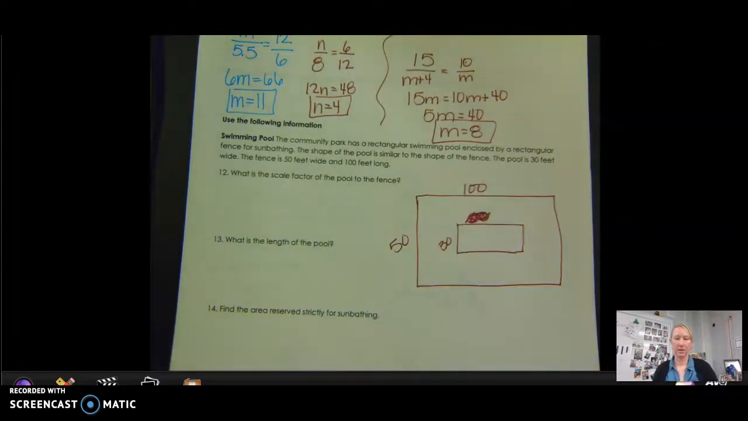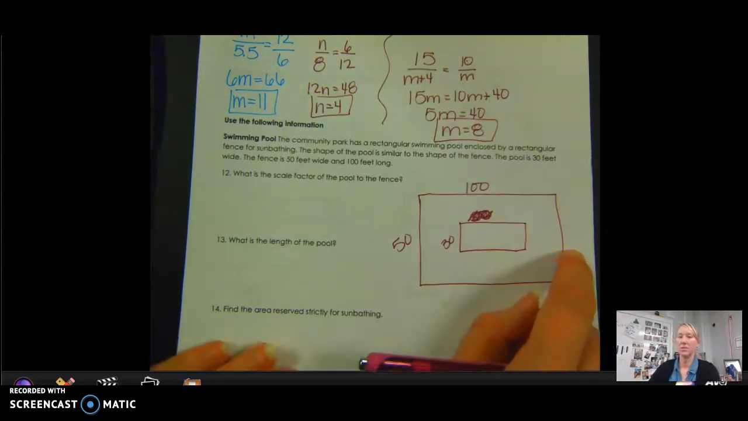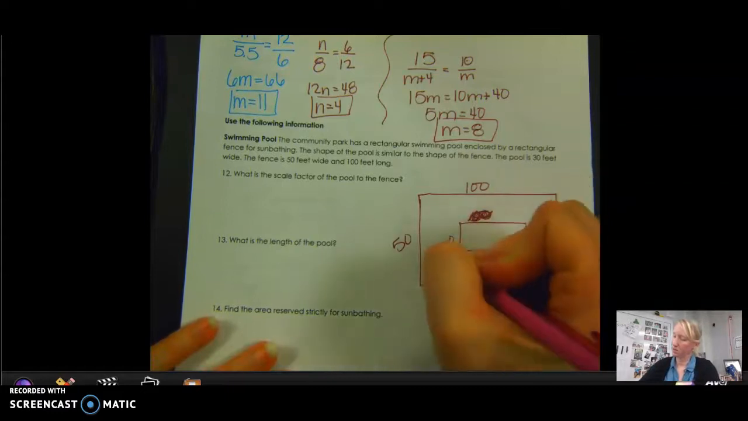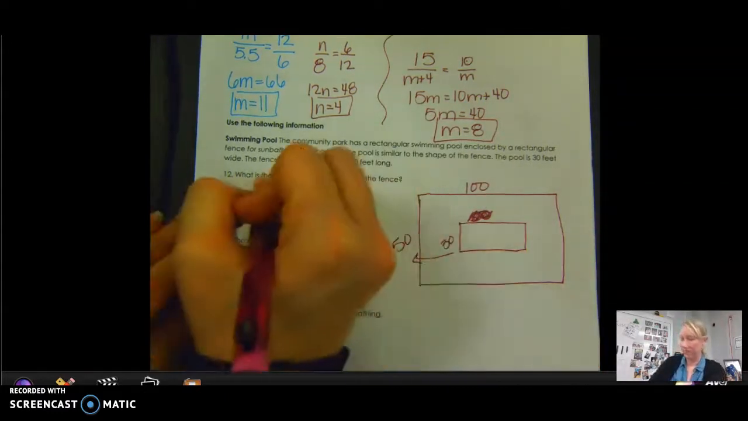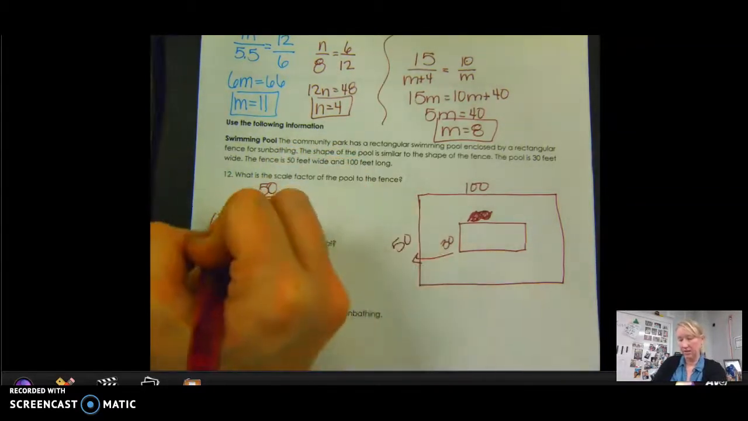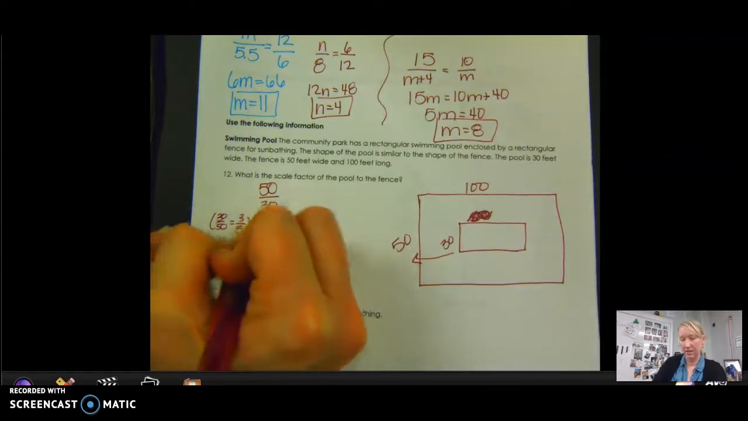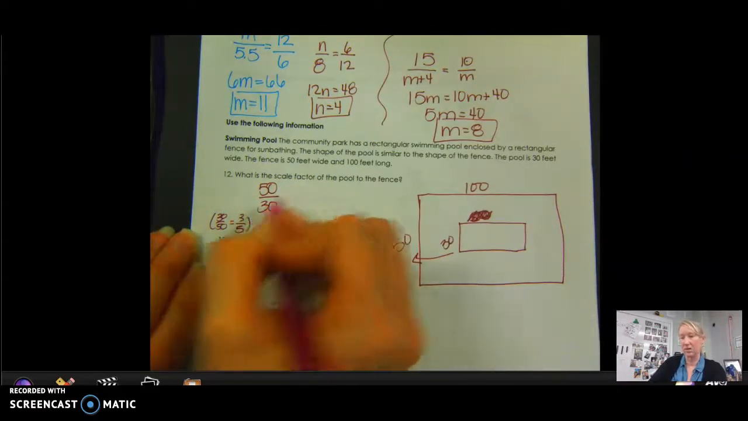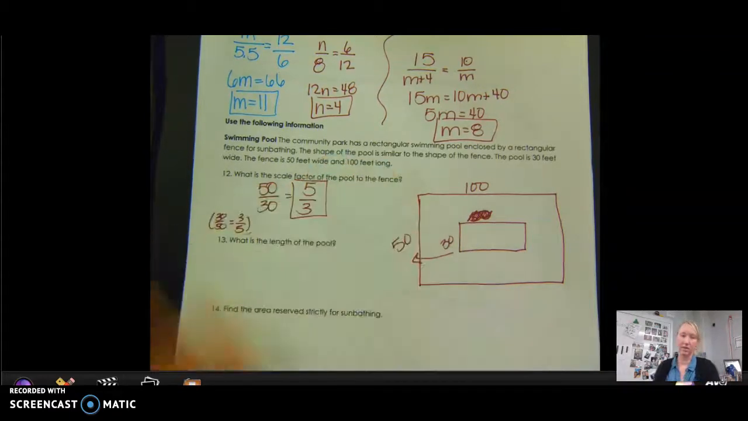Okay, so this is what your picture should look like, the pool inside the fence, right? The scale factor of the pool to the fence. So if I'm going from the pool to the fence, I'm getting bigger. So that would be the 50 over the 30. You could think of it as the 30 over the 50 if you want, and reduce that down to 3 over 5. But if we're getting bigger, it has to be the flip of that because we want it over 1. So this would be 5 over 3. That is your scale factor, okay?